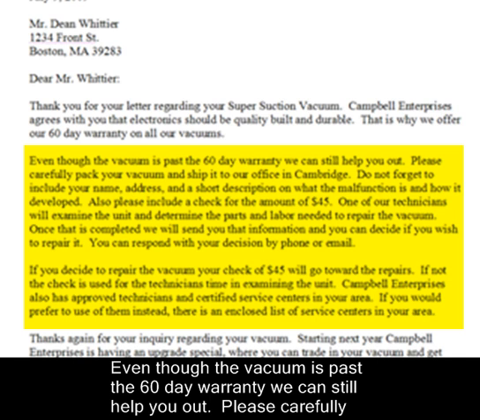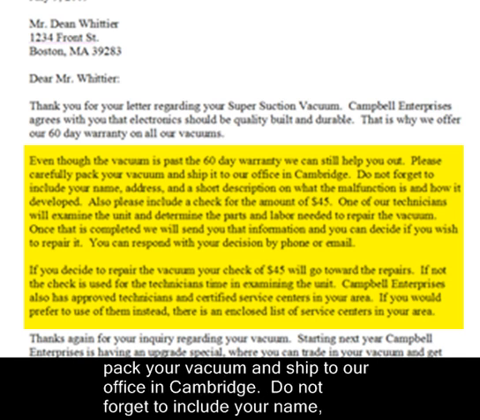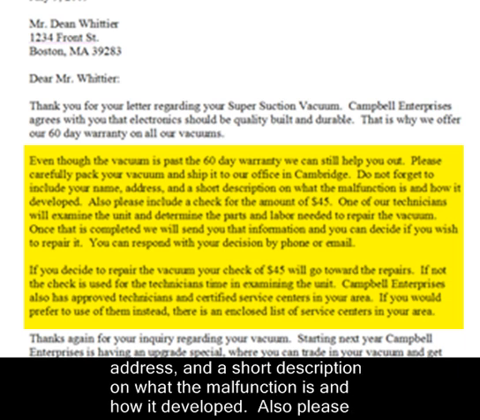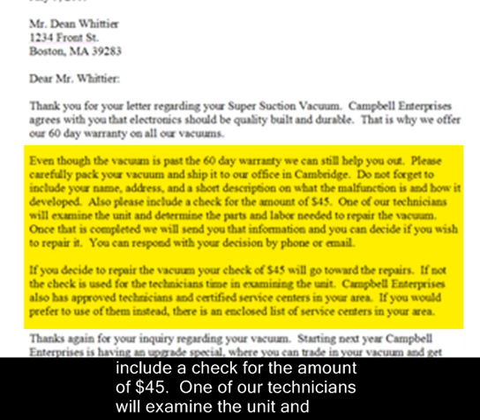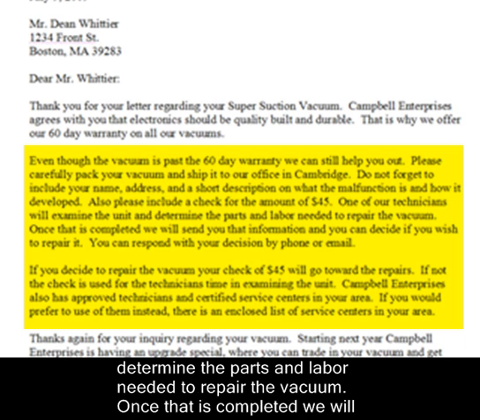Even though the vacuum is past the 60-day warranty, we can still help you out. Please carefully pack your vacuum and ship to our office in Cambridge. Do not forget to include your name, address, and a short description of what the malfunction is and how it developed. Also, please include a check for the amount of $45. One of our technicians will examine the unit and determine the parts and labor needed to repair the vacuum.